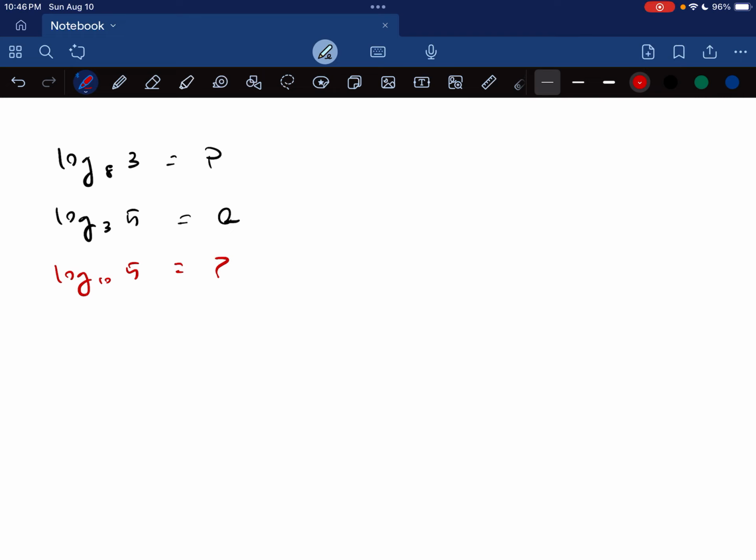Today we're going to be doing this logarithm problem. So log base 8 of 3 is p and log base 3 of 5 is q. What is log base 10 of 5?